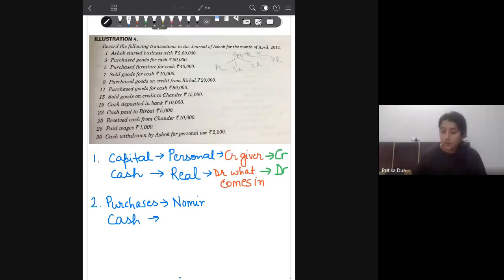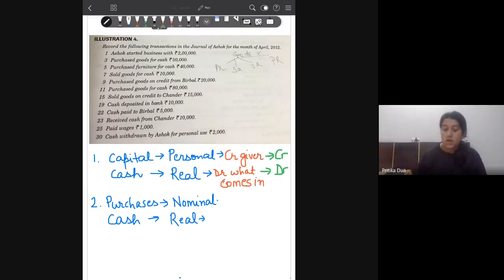While cash, you people already know, is a real account. So it will come under the real account. Now to apply the rules, what is the rule for a nominal account? Debit all. Vandan, I'll come to you. Just give me a minute. Let me complete this transaction.